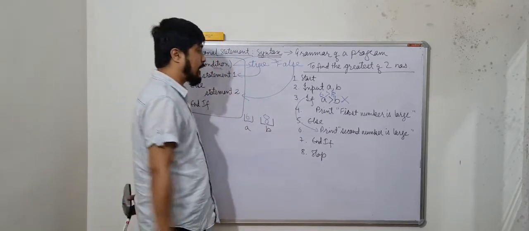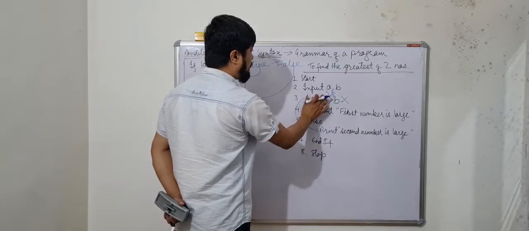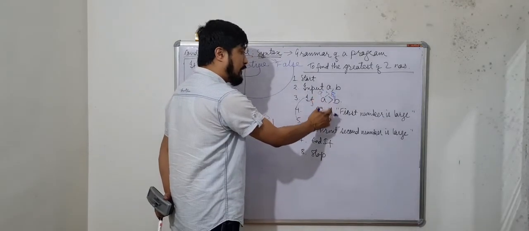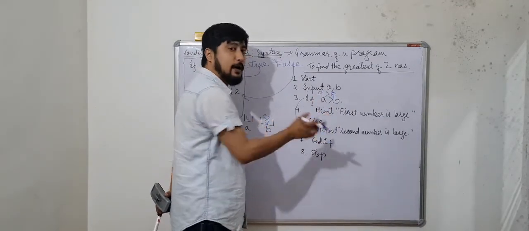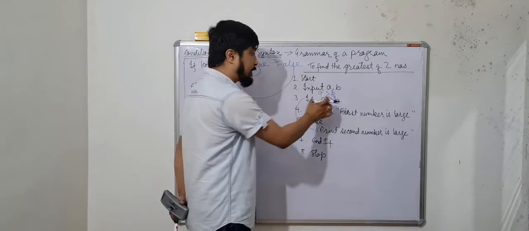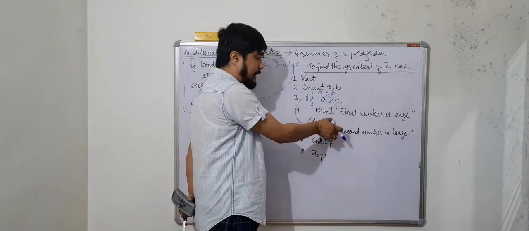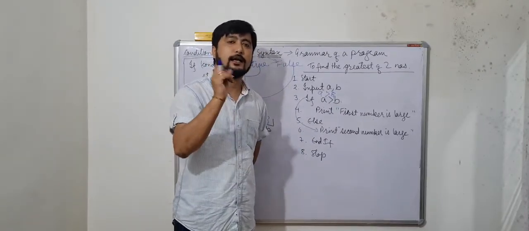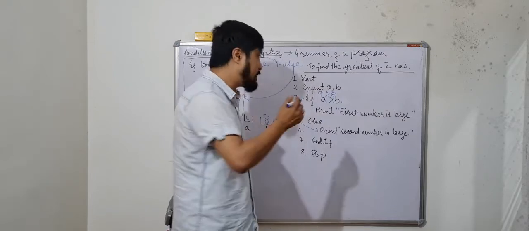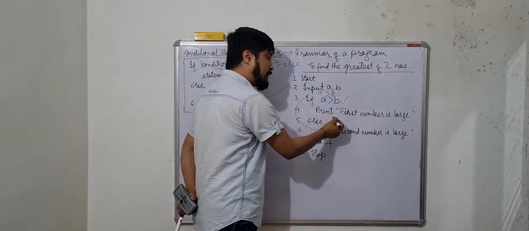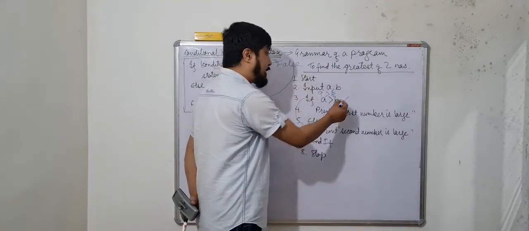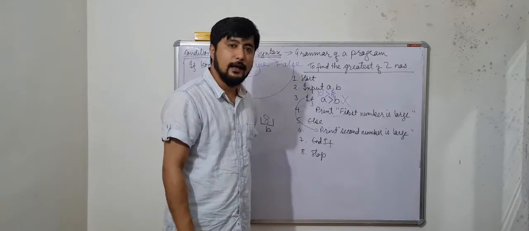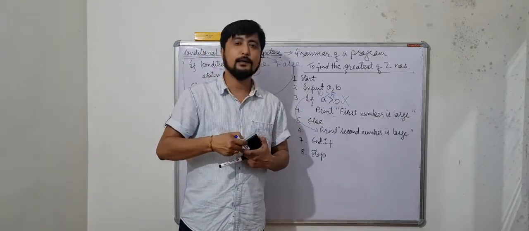Once again, I'll repeat this. If I enter the value of A as 9, and the condition is true, then the if part will execute and the else part will not execute. If the if part is executing, the else part will never execute. That means if the condition is true, the if block will execute, and if the condition becomes false, then the else part will execute. So this is how we write the algorithm.